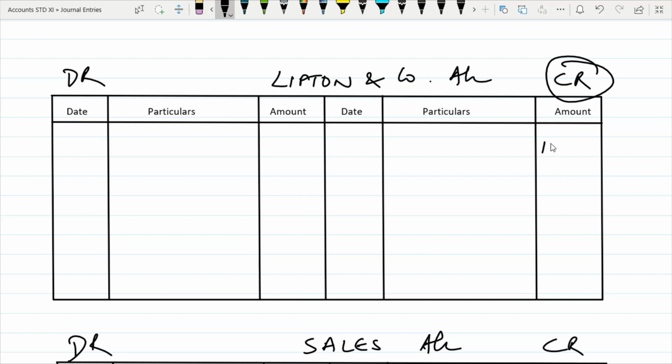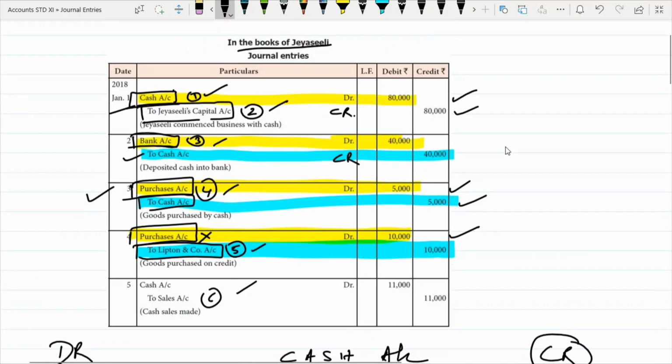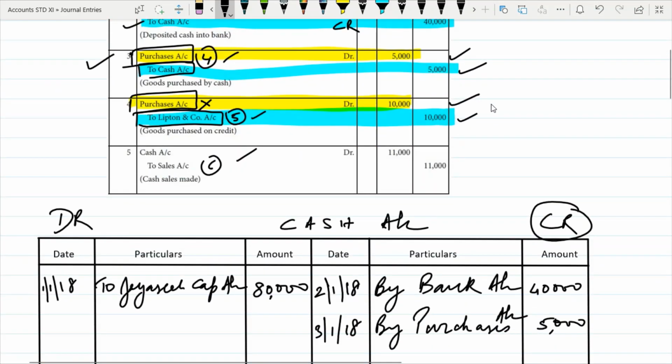So first we shall write the amount. Then we put the date. The date there is 4th Jan 18. Now what we put here is by purchases. So what we have done is the fourth transaction also now we have recorded.